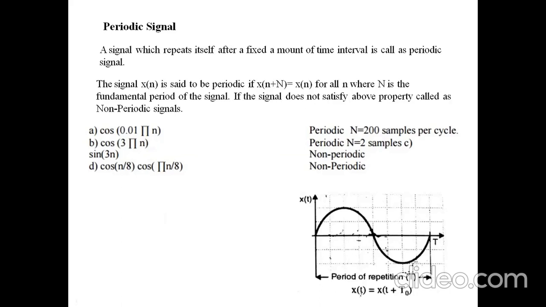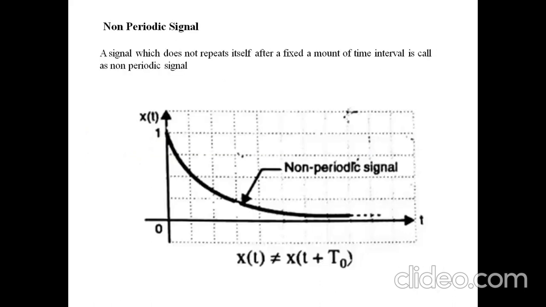Now, a non-periodic signal. If a signal does not satisfy the above property, it is called a non-periodic signal. It means if a signal does not repeat itself after a fixed amount of time interval, then we say such natured signal is an aperiodic signal. So let's look at what an aperiodic signal is and how you can show it.